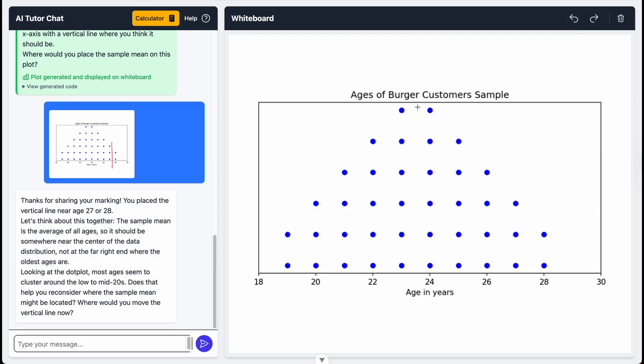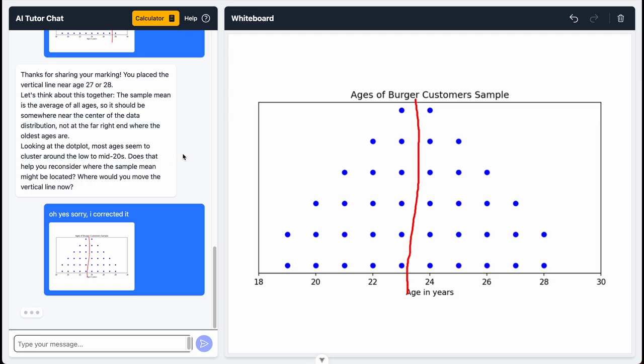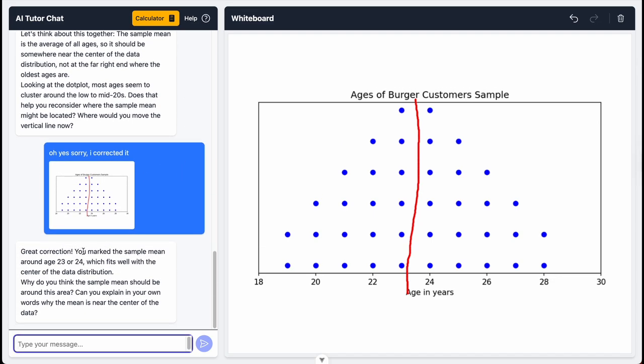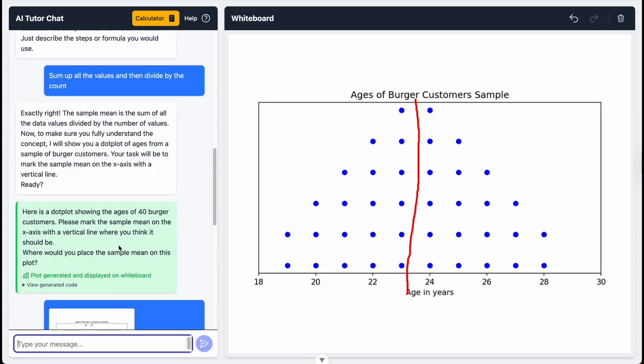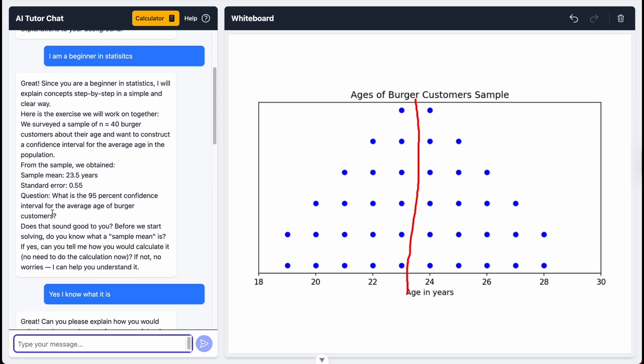So I'm thinking again, and it must be somewhere here. So, oh yes, sorry, I corrected it. I'm going to update it, I'm sending it back, and then he says, great correction. You marked the sample mean around age 23 or 25, which falls in the center of the data distribution. And then he's asking more questions. And if I'm done with that, he's going to the next concept, which is calculating the 95% confidence interval.